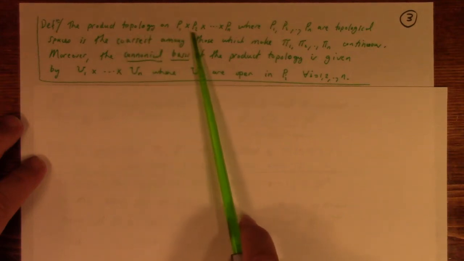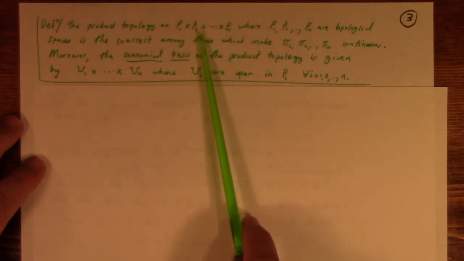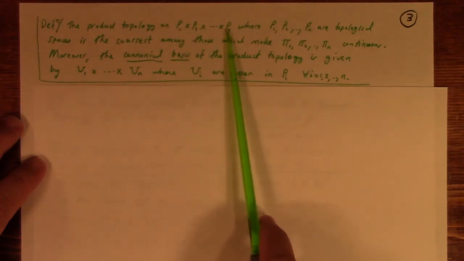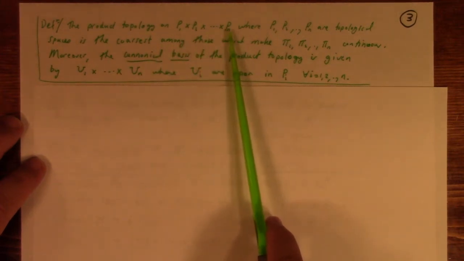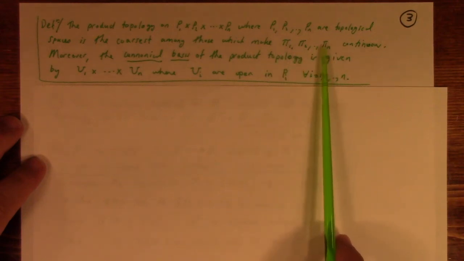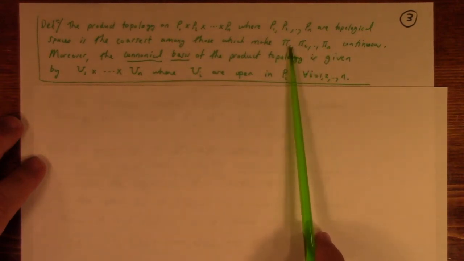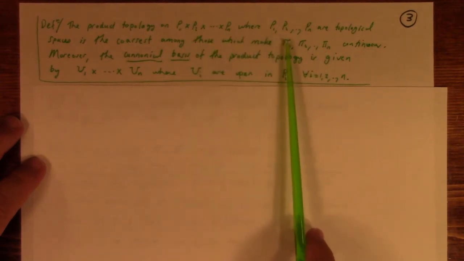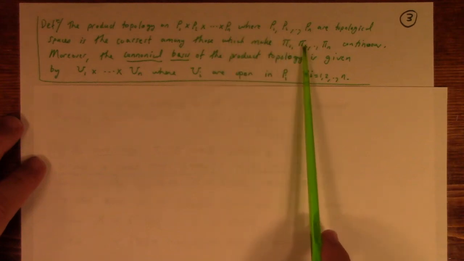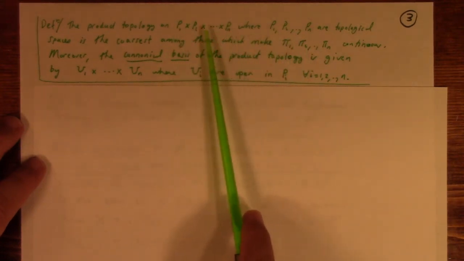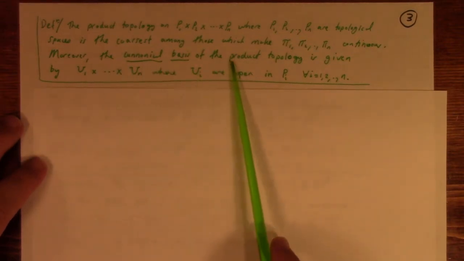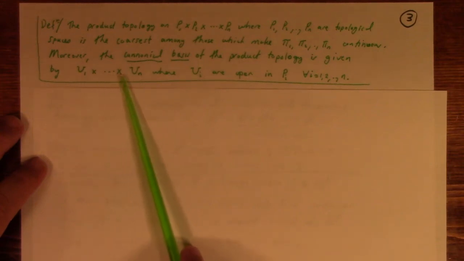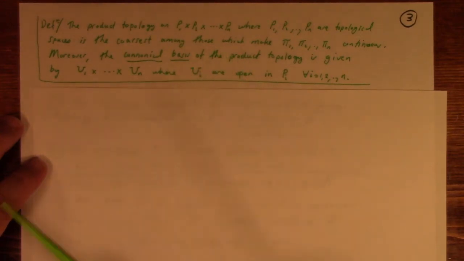Anyway, the product topology on n topological spaces P1 through Pn, they don't have to be the same thing, is defined to be the coarsest amongst the topologies on the Cartesian product of these n sets which makes pi 1 through pi n continuous. I think you know what I mean by pi 1 through pi n, right? Pi 1 of an n-tuple just picks off the first element of the tuple, and pi 2 is a mapping from the Cartesian product of all these just to P2 and so forth. So the natural extension of my pi 1 and pi 2 to the n-fold product. Moreover, the canonical basis of the product topology is given by just the Cartesian product of open sets in the topology.